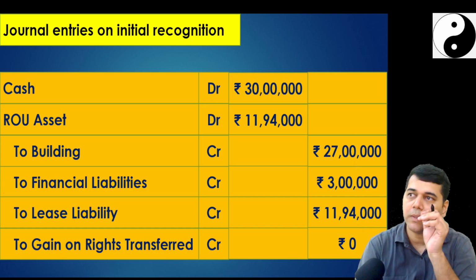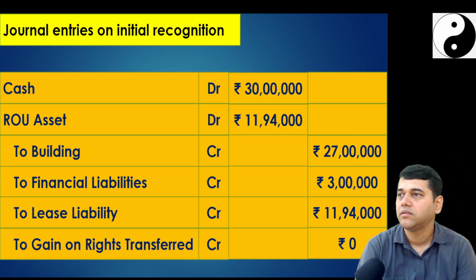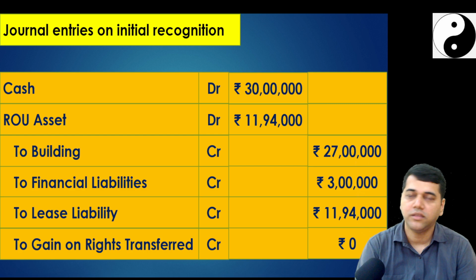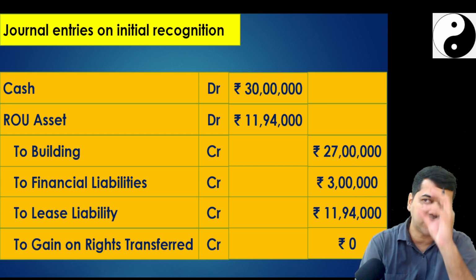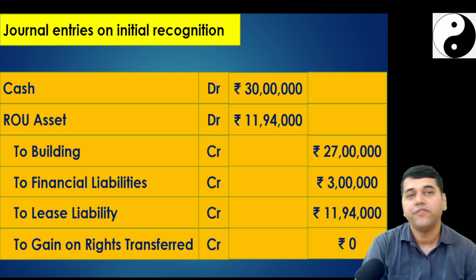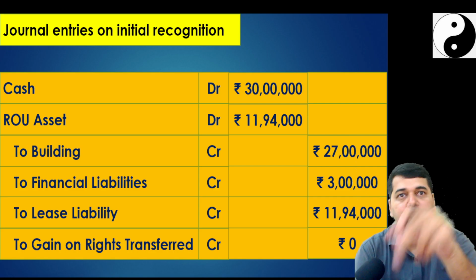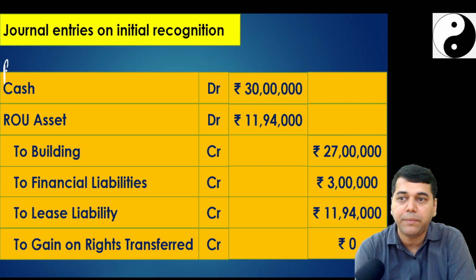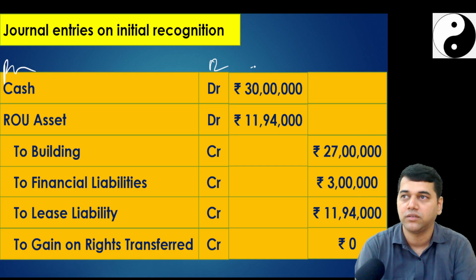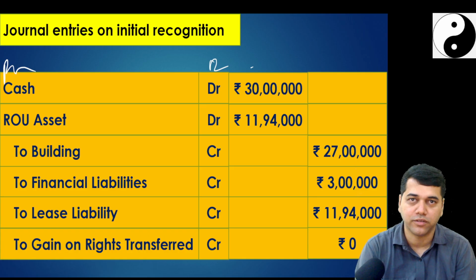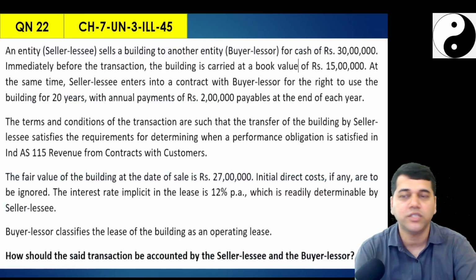In this entry, what I try to do is just remove that component. In fact, if I had paid less, 27 lakh worth, then I would have said prepaid rent account debit for that component. I explained both the things. Yes, now we will move on to the study material question.